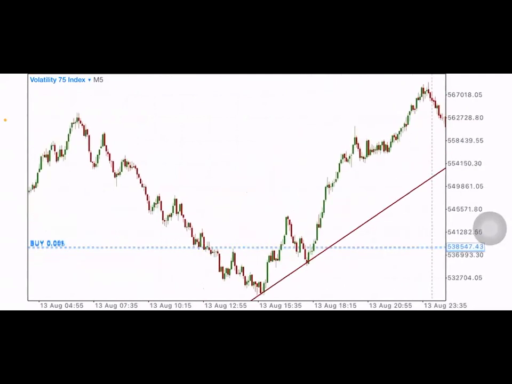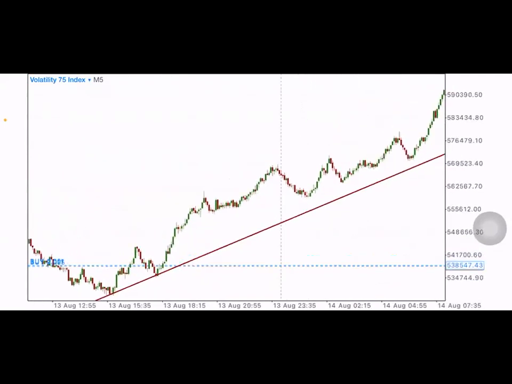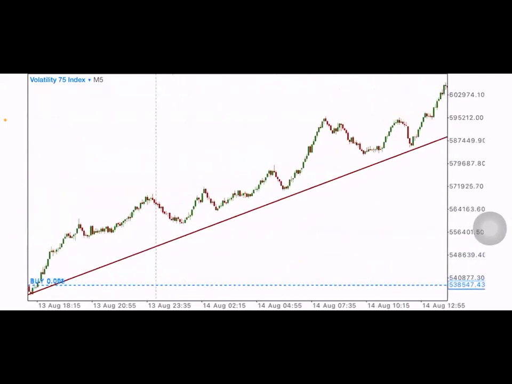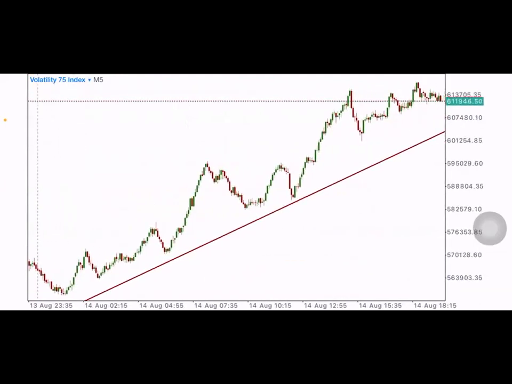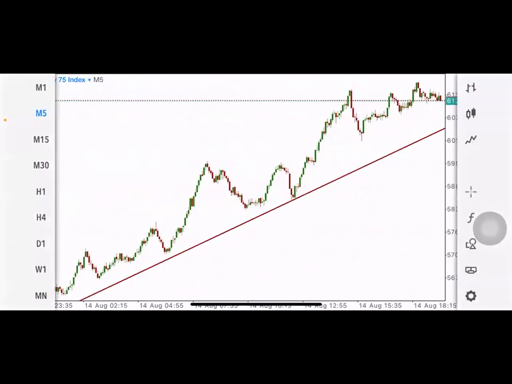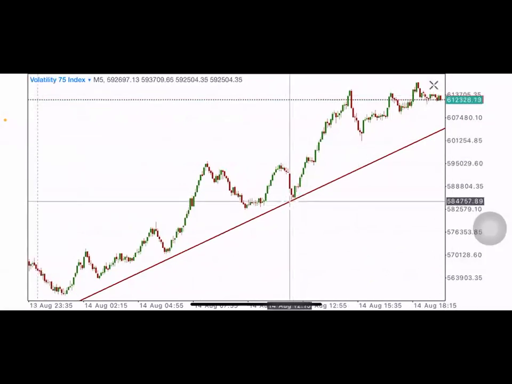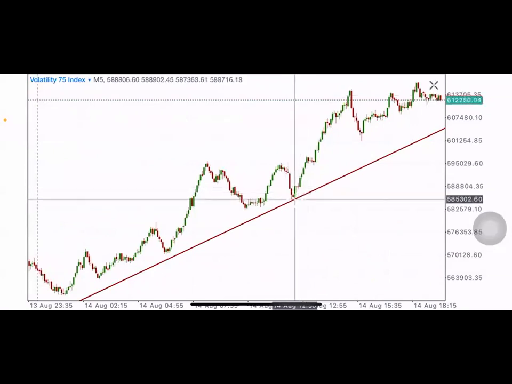This was yesterday. We bought yesterday. As you can see, this cursor is the beginning of another day. And then it started going up, and then it touched the area again. See, it touched it again. It touched it here. Can you see?